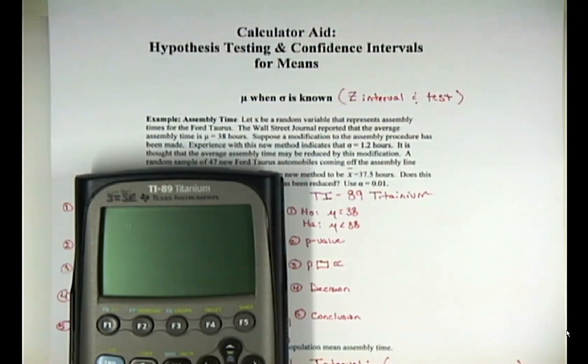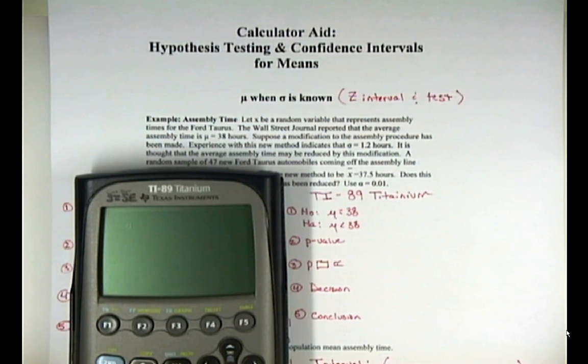Okay, students, so this is a calculator aid for the TI-89 Titanium model. We're going to be doing a hypothesis test with a confidence interval for the population mean mu when sigma, the population standard deviation, is known. So this is going to require a z-test and a z-interval.